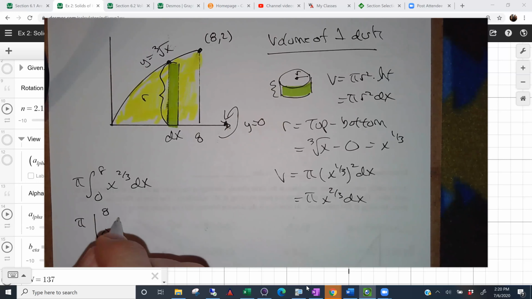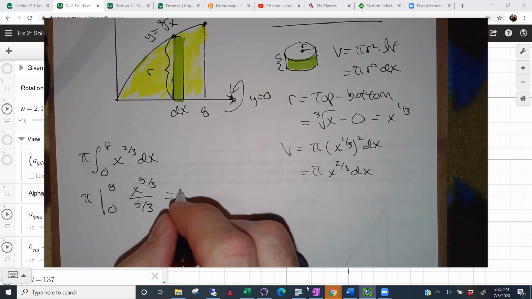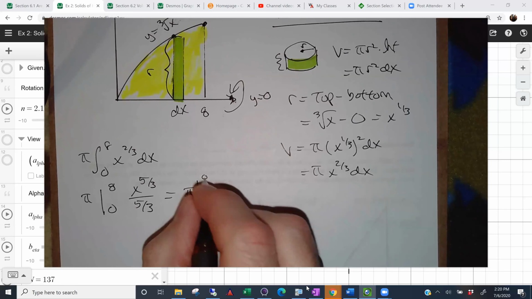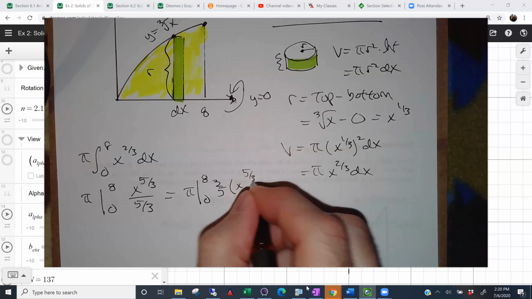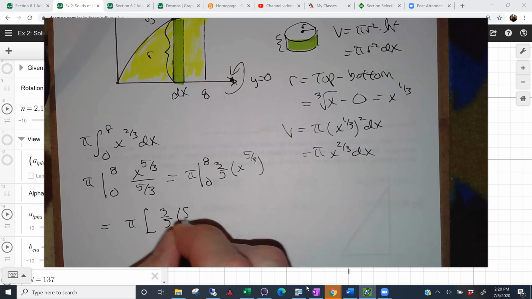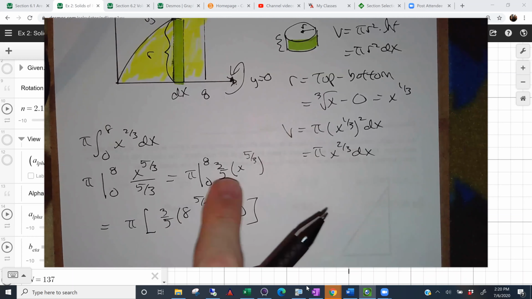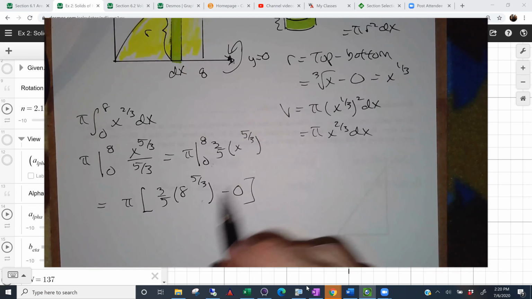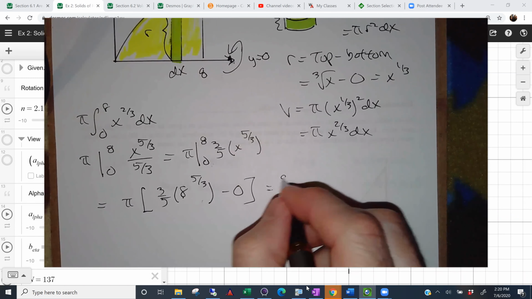Probably not a bad idea to do a few of these out. If you add one to the exponent, we'll add 3/3 to 2/3, and I'll get 5/3. Divide by the same exponent, which is 5/3. And it might not be a bad idea to clean up that expression. So it's going to be pi, 0 to 8, of 3/5 of x to the 5/3. So pi times 3/5 of 8 to the 5/3 minus, we'll just call it 0, right? Because when you put in 0, it's all going to be 0. That's going to be 32 times 3 is 96 pi over 5.